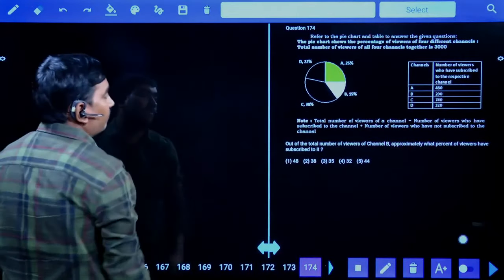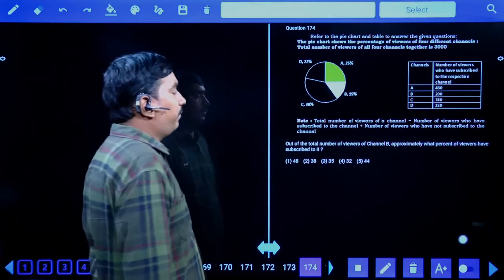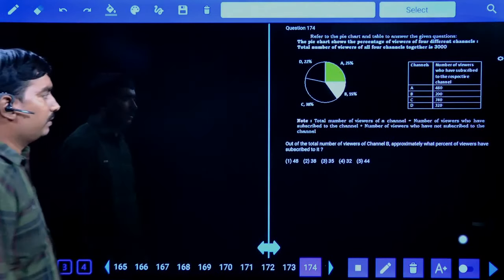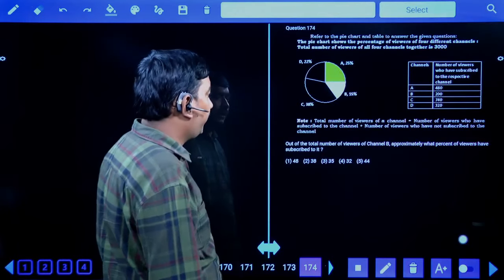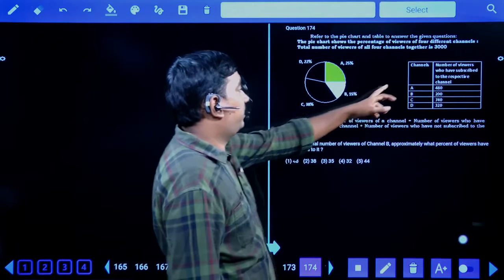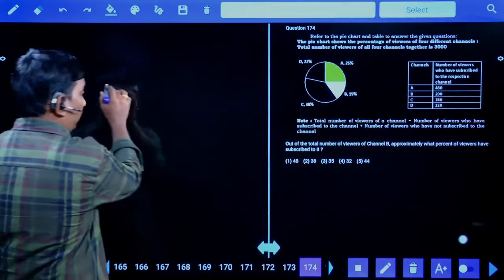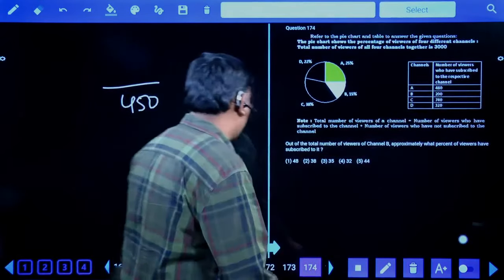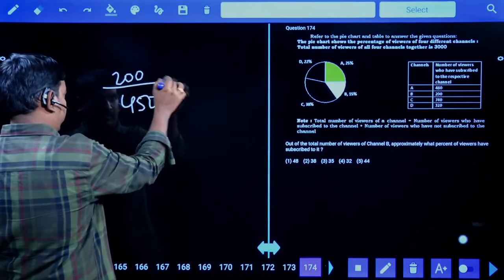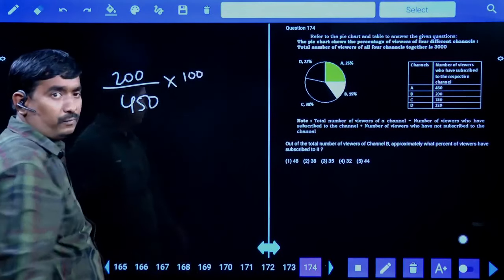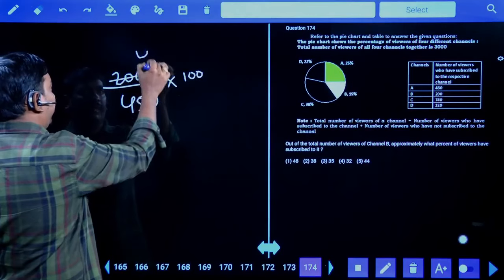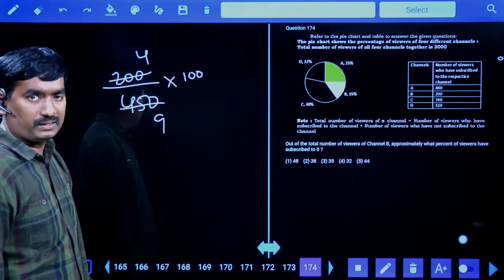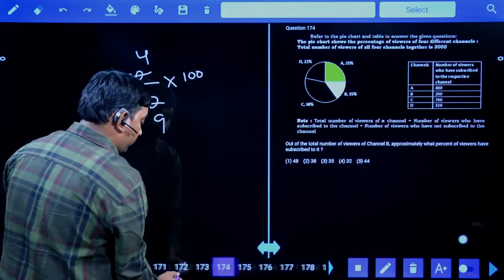Next. Out of the total number of viewers of channel B, approximately what percentage of viewers have subscribed to it? Channel B 15% means total 450 viewers are there. Out of 450, subscribers are 200. So 200 is what percent of 450? 5 4 times, 5 9 times, 4 by 9 means approximately 44%.